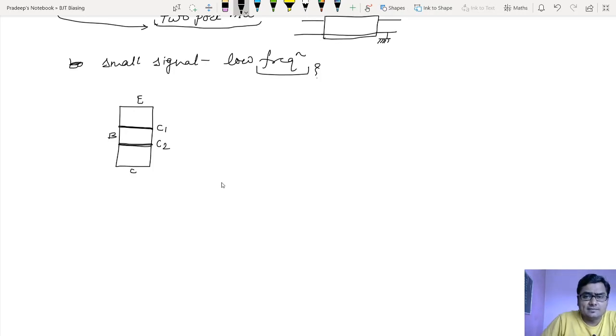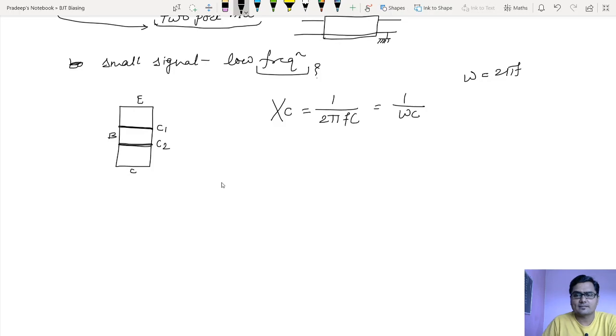Whenever capacitance is there, what is the parameter that can well explain the capacitance? It is the capacitive reactance, Xc. You remember that? What is the equation for Xc? Everyone knows that it is 1 divided by 2 pi f into C, or generally people write 1 divided by omega C, where omega is equal to 2 pi f. So 1 divided by 2 pi f multiplied by C, which is the capacitance.